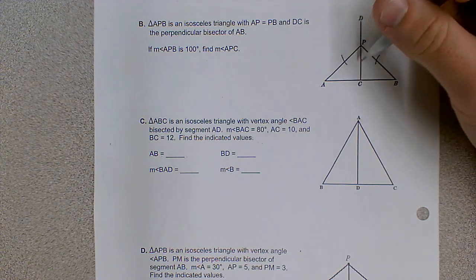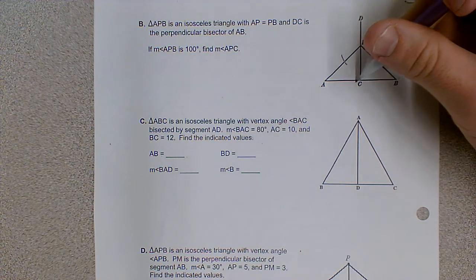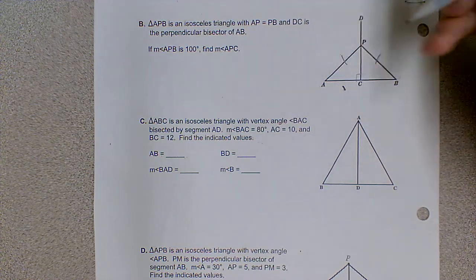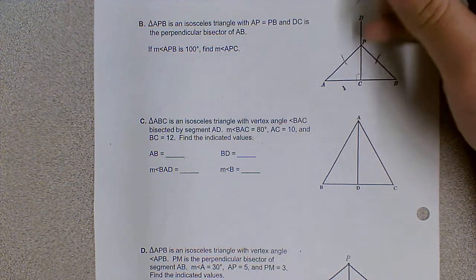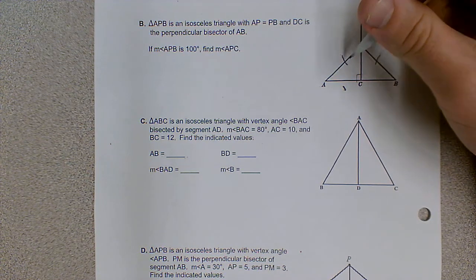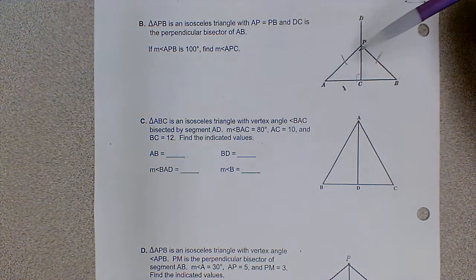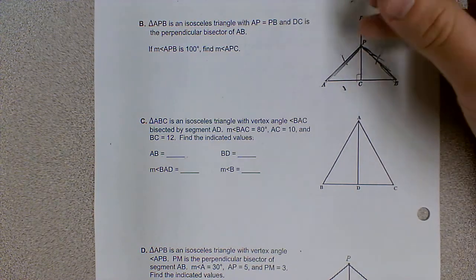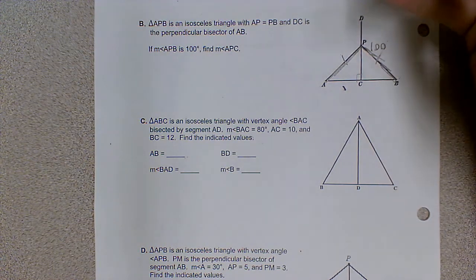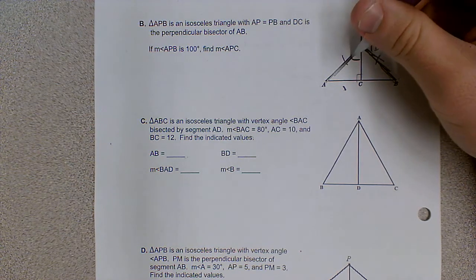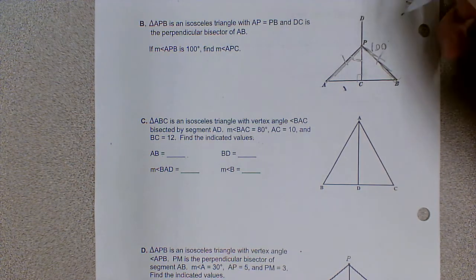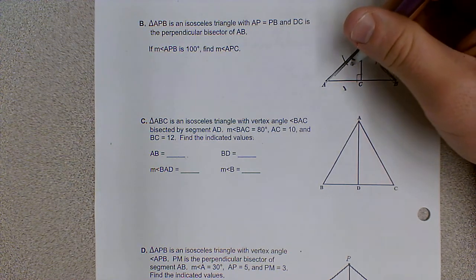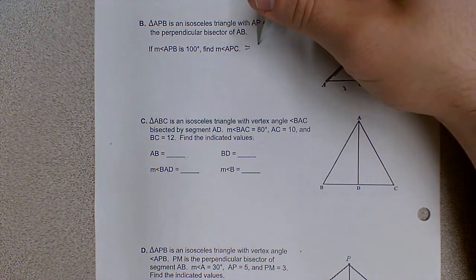DC, this line here, is a perpendicular bisector of the base. That means that is also the angle bisector up here. So I'm told that the measure of angle APB, the outside, is 100 degrees. Find APC, which is just this angle here. Well, this is 100 degrees. This is half of that, so this here is 50. That equals 50 degrees.